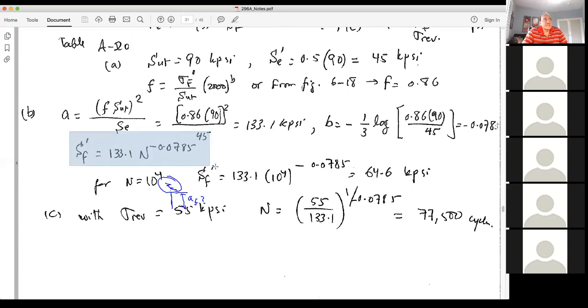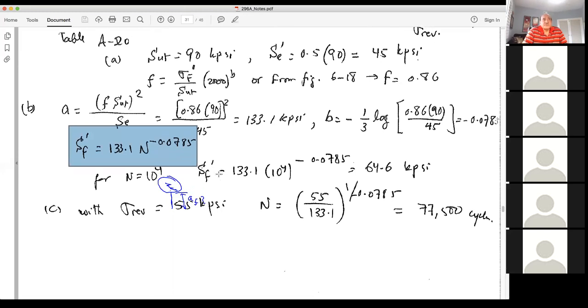So you can see it here. And therefore, the task is that if I give you N, then you plug it in, you get S. If I give you S, you plug it in, and you get N. And these are the two things that happen in this particular example.